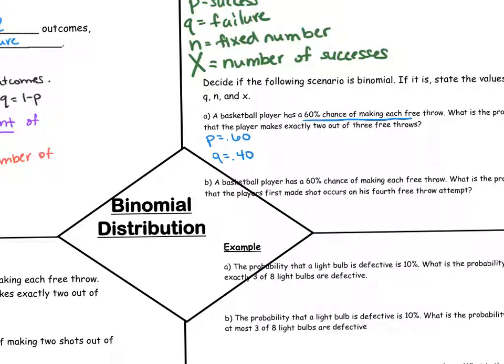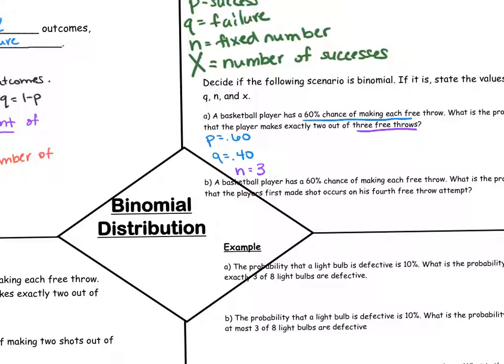No. Look at it again. Is he taking a fixed number of shots? Yes. How many is he taking? He's only going to take 3 of those shots. So that's a fixed number, what we call what? N. So N is equal to 3.